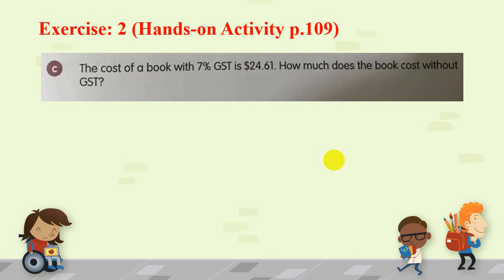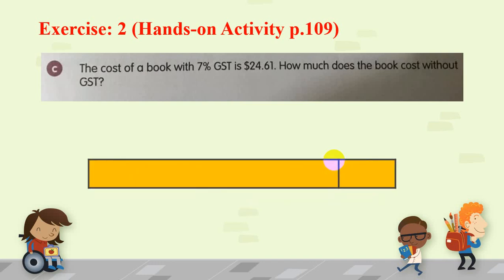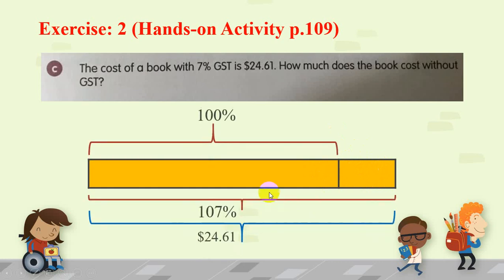Okay, so let's draw the model. How do you draw the model? Here I draw a box, but this box is different from the box in the previous exercise. The longer box represents 100% of the price of the book, 100% of the cost of the book. And then the other small box is 7%, another 7% that was charged because of GST. So now the total box is 107%. The total here represents 107%.